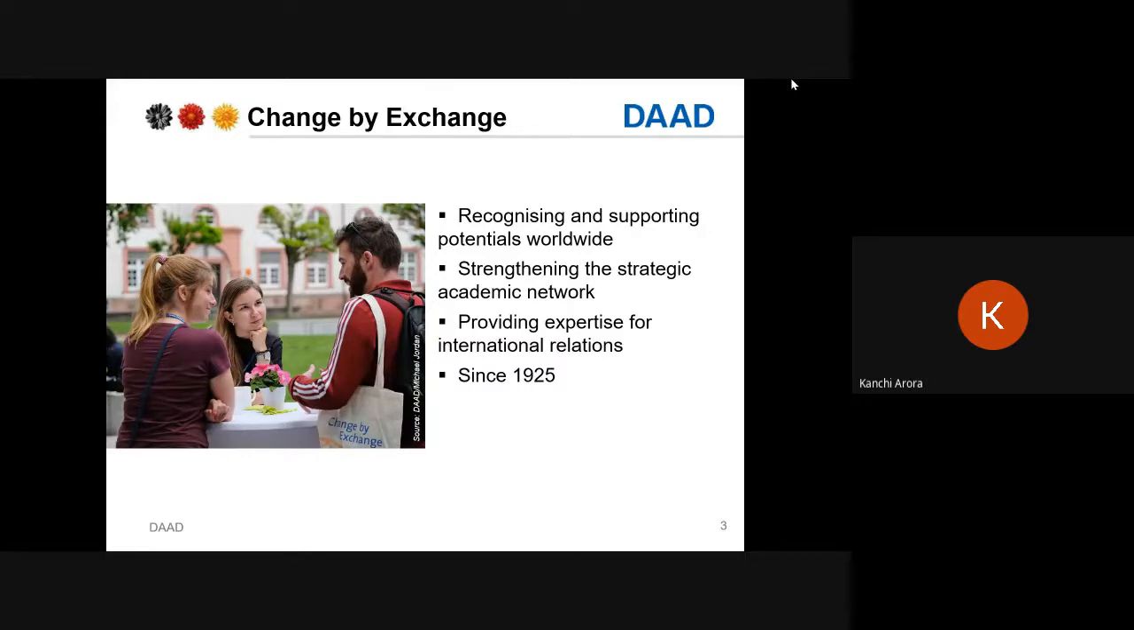And how we do it is mostly through scholarships. So we are basically a funding organization. We offer scholarships for students to go to Germany, do their higher education and research. And we also fund German students to go to different parts of the world. How we are segregated here in India and across the region of South Asia is that we have an Außenstelle, or the regional office in New Delhi, from where I'm connected to you right now, and then we have different information points across India, in Pune, Mumbai, Bangalore and Chennai.